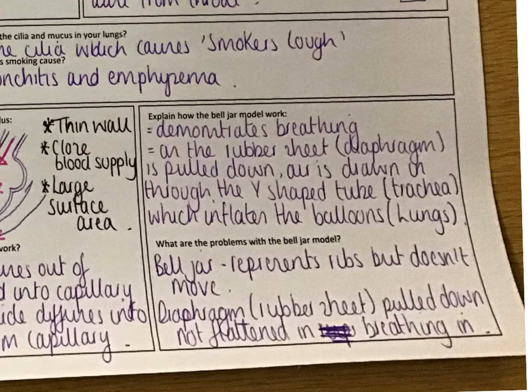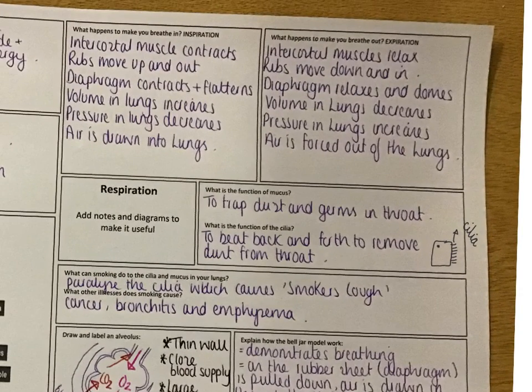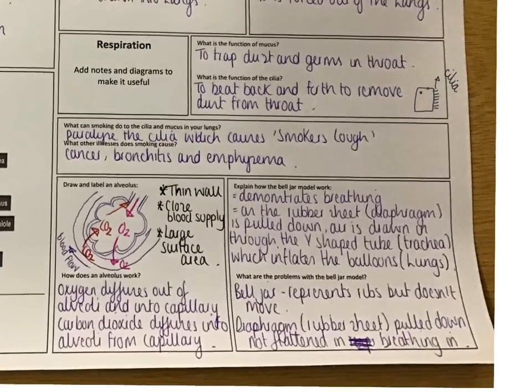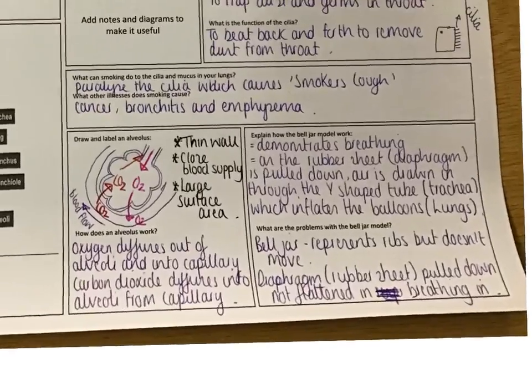What are the problems with the bell jar model? So there are limitations to it. The actual bell jar itself is glass and doesn't move. But the bell jar is meant to represent our ribs, and as we know in breathing, when we breathe in or out, our ribs will move up and out, or they will move down and in, whereas our bell jar doesn't actually move. Our diaphragm, so the rubber sheet, we need to pull down for when we're breathing in, but when we breathe in, our diaphragm actually flattens. But we've got to pull it down, so it's not a true representation of what happens to our diaphragm when we breathe in.